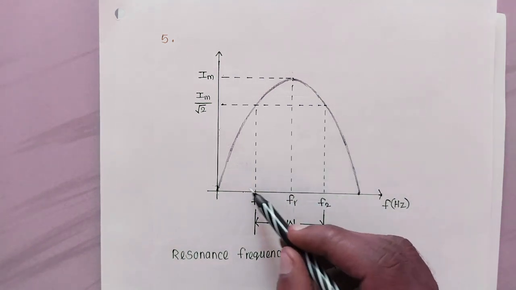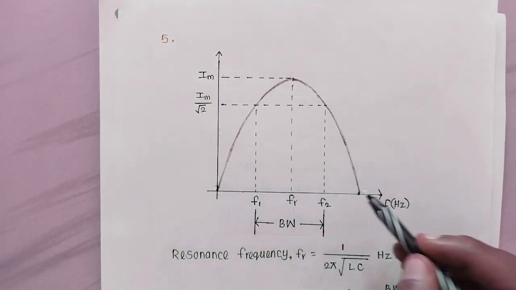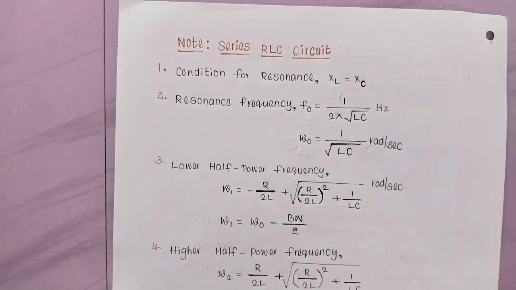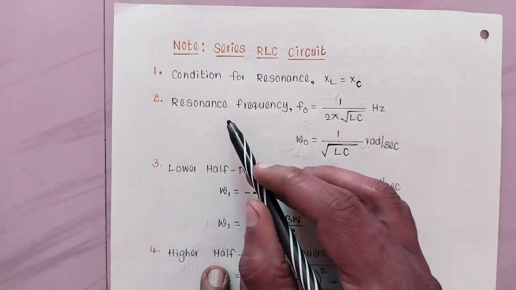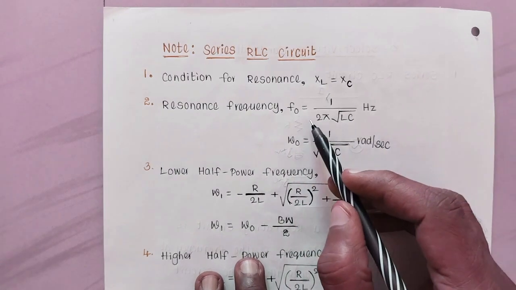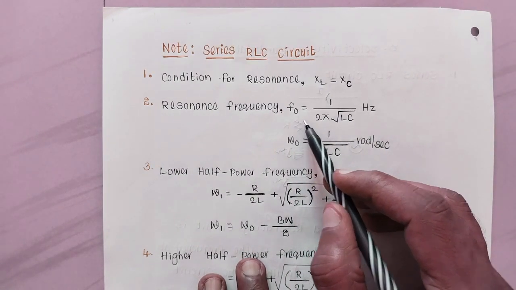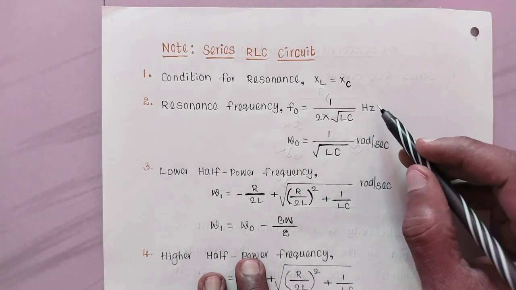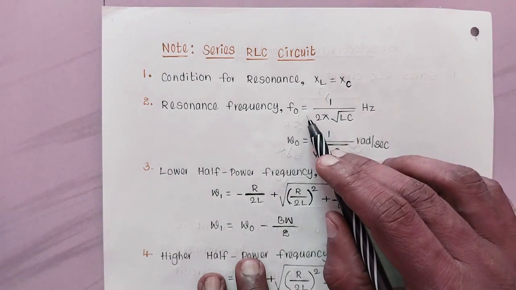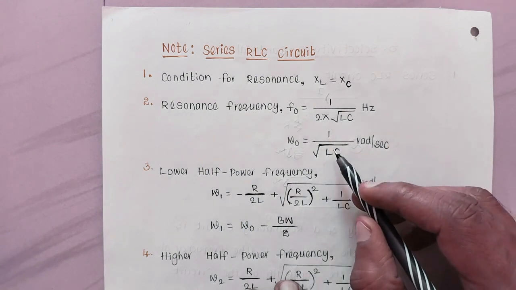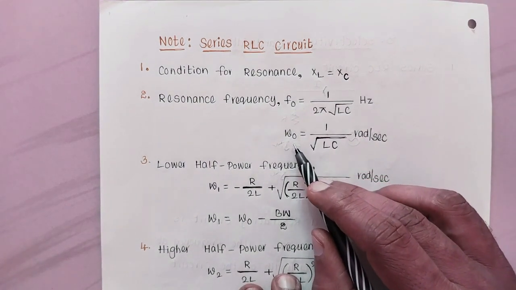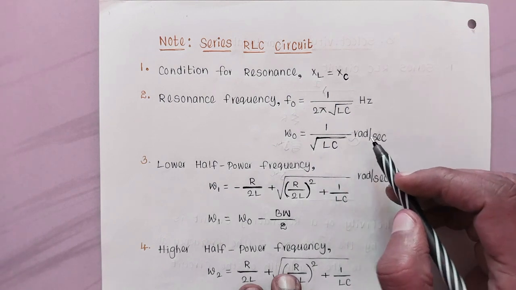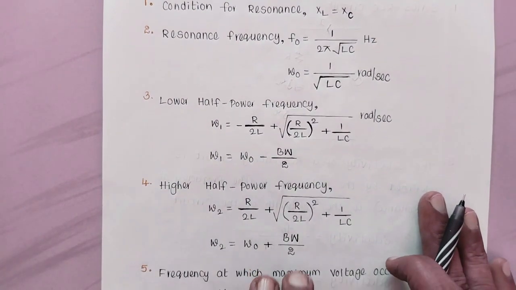Now we have to get mathematical expressions for this F1, F2 and bandwidth. So first, resonance frequency. The resonance frequency mathematical equation is F naught, or otherwise Fr, equal to 1 by 2 pi root LC hertz. So in terms of hertz, this is the resonance frequency. In terms of radians per second, omega naught, or otherwise omega r, equal to 1 by root LC radians per second.